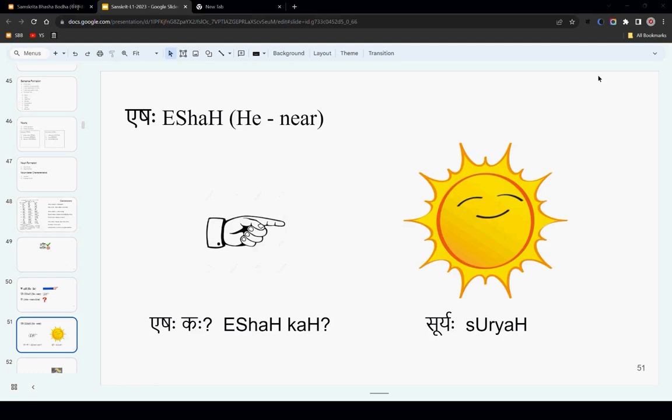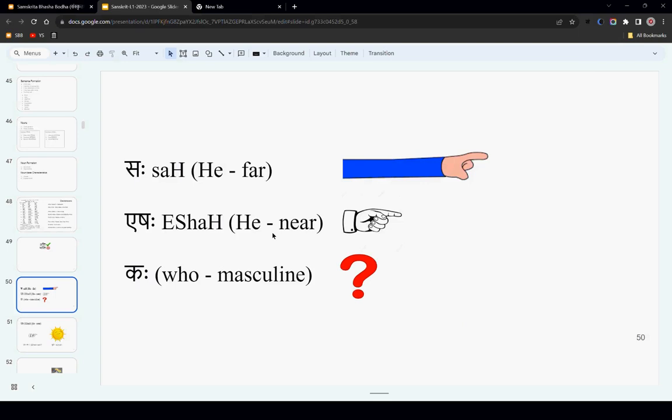We'll see this one. Eshah kaha. This is the question here. Eshah kaha means what? Who is this? Now, Esha means this. This is what we saw here. Esha means he. Actually, he is not he.